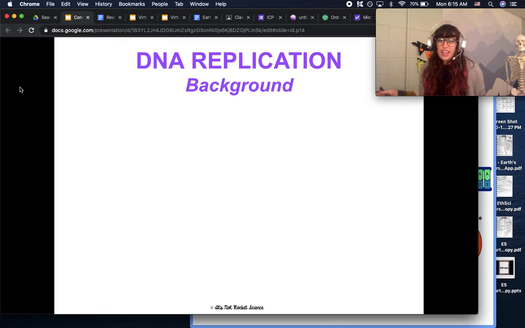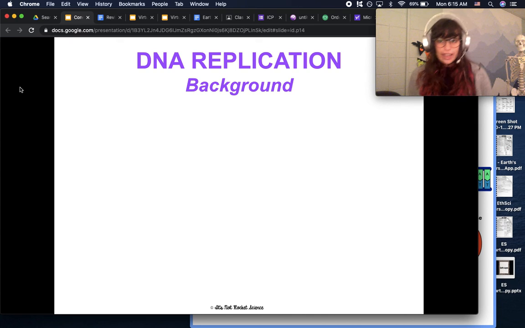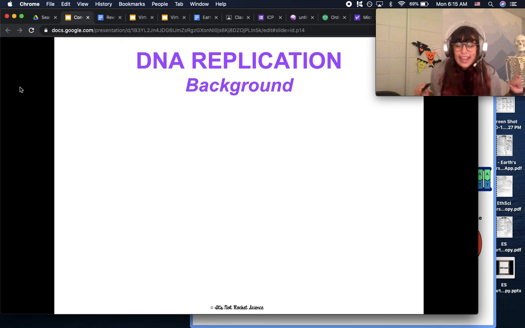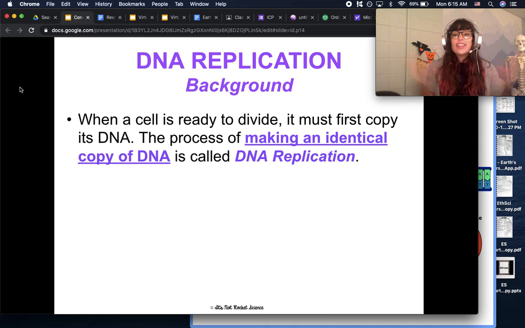If you lose cells and you need more, you're going to need to fill them with something. We need to fill them with DNA. They need the instructions for life, those cells. So we're going to take old DNA and use it to make the new stuff. Check it out. When a cell's ready to divide, maybe to grow, to heal a cut, it has to first copy all the instructions. The process of making an identical copy of DNA is called DNA replication.